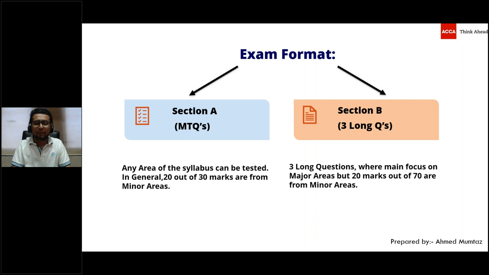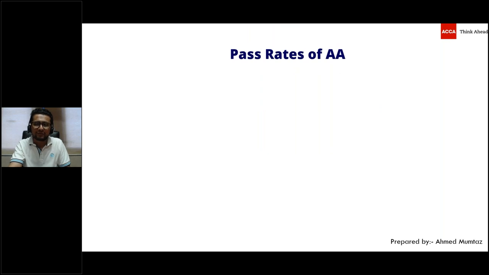Now, what about exam format? First of all, you have to understand that within your Section A, more than 50% of marks, approximately 20 marks out of the 30 marks, will be from the minor areas. What about Section B? Well, approximately 20 marks out of the 70 marks will be on minor topics. So that makes overall approximately 40 marks on the minor areas. So you cannot ignore today's session.